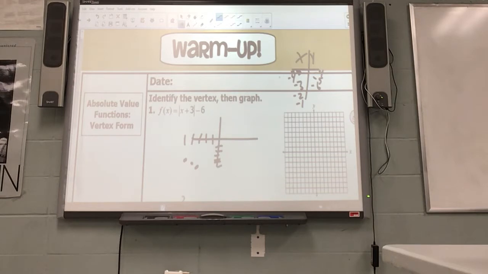Okay, I already got my -3. -2 plus 3 is 1. Absolute value of 1 is 1. 1 minus 6 is -5. So there. And then -1, I bet it's -4. -1 plus 3 is 2. Absolute value of 2 is 2. 2 minus 6 is -4. So you get something looking similar to that.